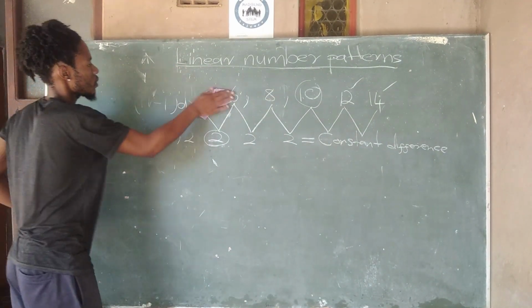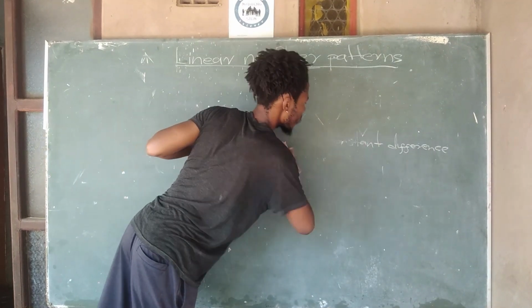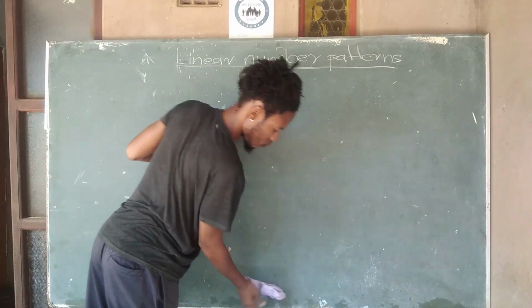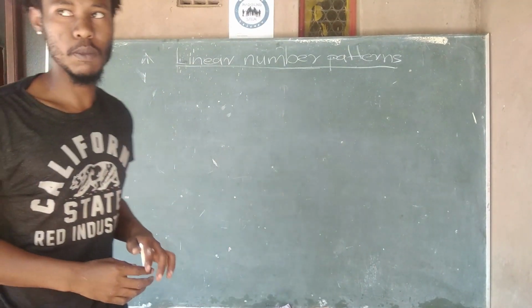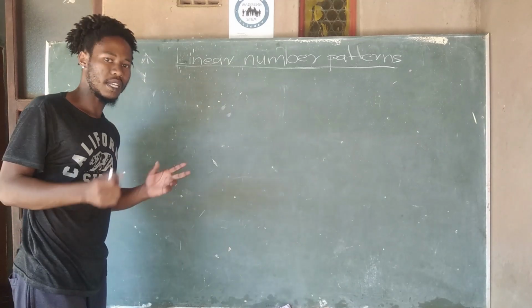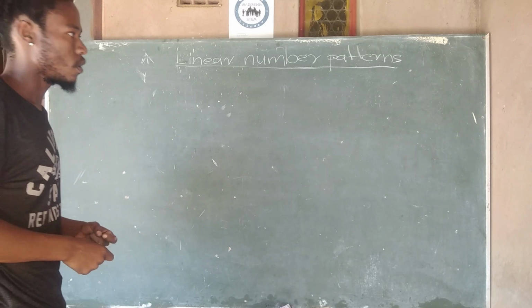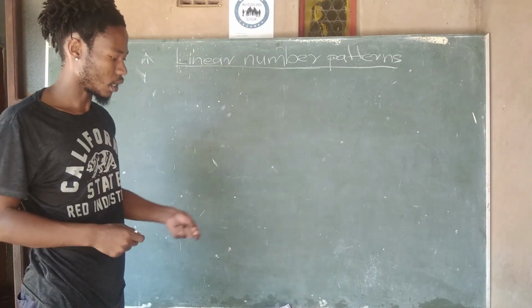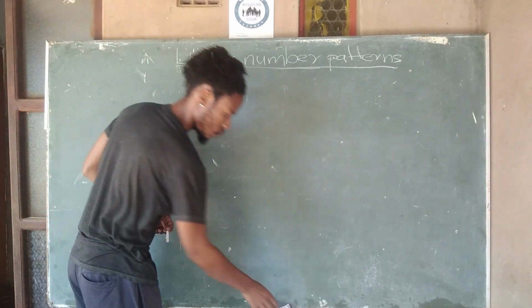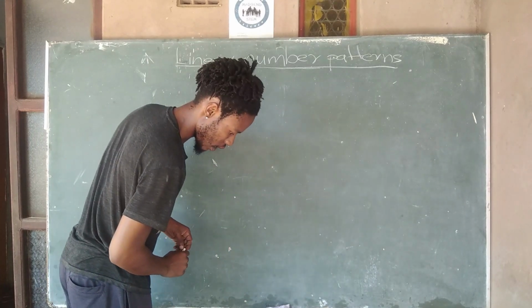There is an arithmetic sequence and there is a geometric sequence, guys. Now I'm showing you arithmetic sequence. I don't want to show you geometric sequence and arithmetic sequence at the same time. I will make another video showing you a geometric sequence. So let me do the last example, guys.